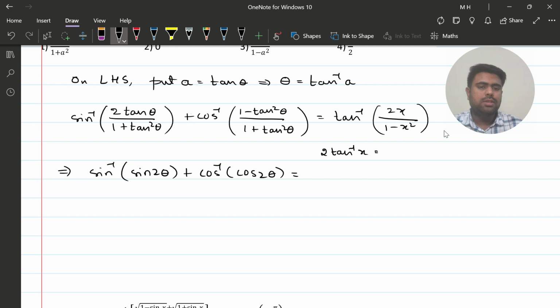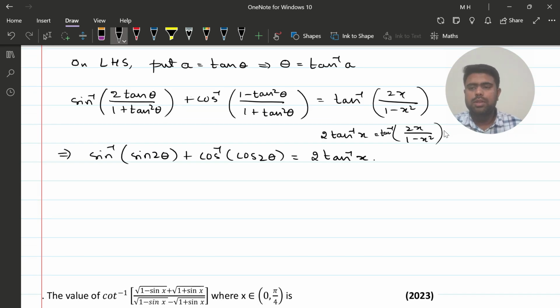2 tan inverse x is equal to, if you remember, tan inverse of 2x by 1 minus x square, right? So can I write this tan inverse 2x by 1 minus x square as 2 tan inverse x? Yes, of course. So it is 2 tan inverse x. Now this implies, what do I get here? Sin inverse of sin 2 theta is 2 theta, plus cos inverse of cos 2 theta is 2 theta, which is equal to 2 tan inverse x. So what is 2 theta plus 2 theta? It is 4 theta, which is equal to 2 tan inverse x.